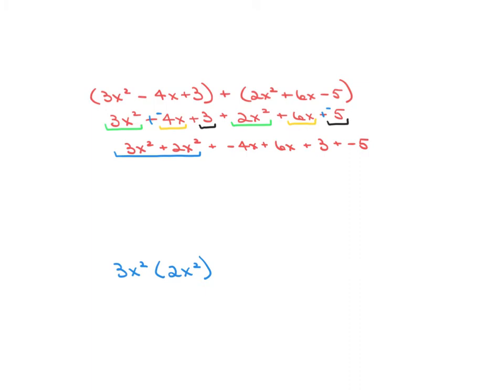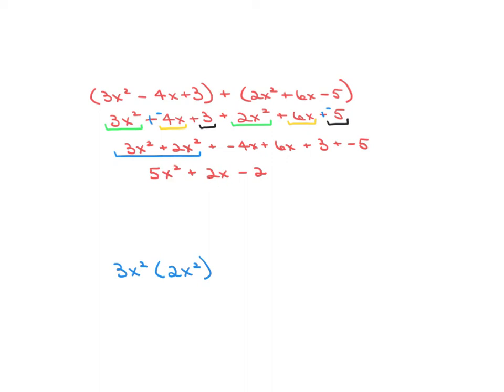This is a way of saying I've got 3 of these things and I'm adding 2 of them. 3 apples plus 2 apples, 3 halves plus 2 halves, 3x squareds plus 2x squareds. In that case, we have 5 of them. So 5x squared plus, looking at the next like terms, negative 4x's plus 6x's, which give us 2x's. And then finally, our numbers, 3 plus negative 5 gives us negative 2, or minus 2. At this point, we're done. These are not like terms, so I can't add any further.